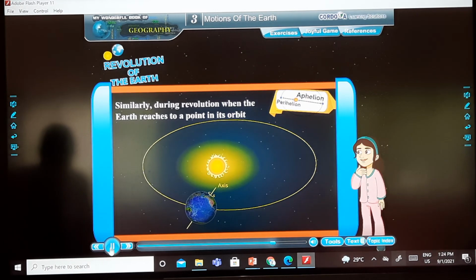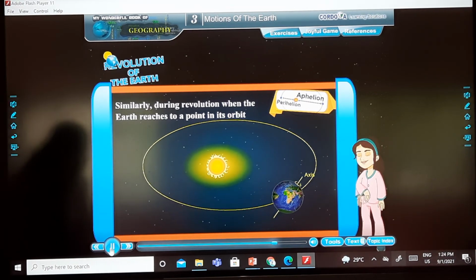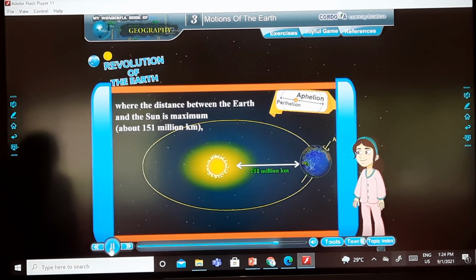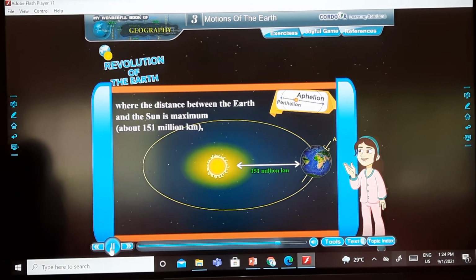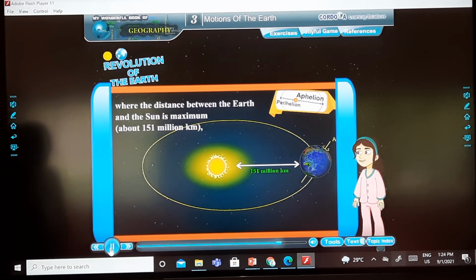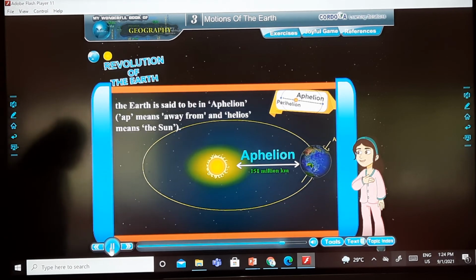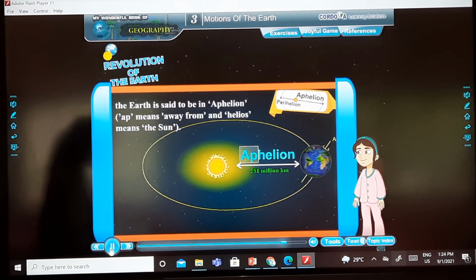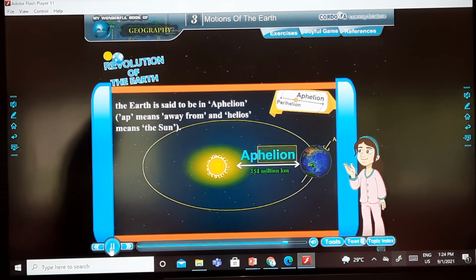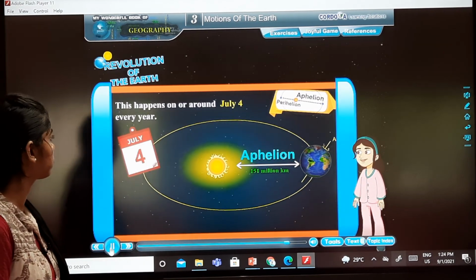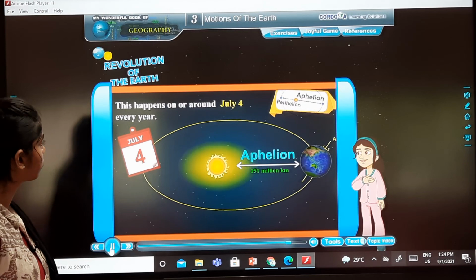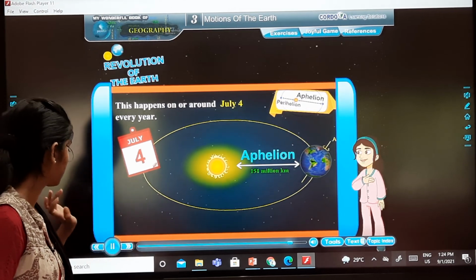Similarly, during revolution, when the earth reaches a point in its orbit where the distance between the earth and the sun is maximum, about 151 million kilometers, the Earth is said to be in aphelion. Ap means away from and helios means the sun. This happens on or around July 4 every year.